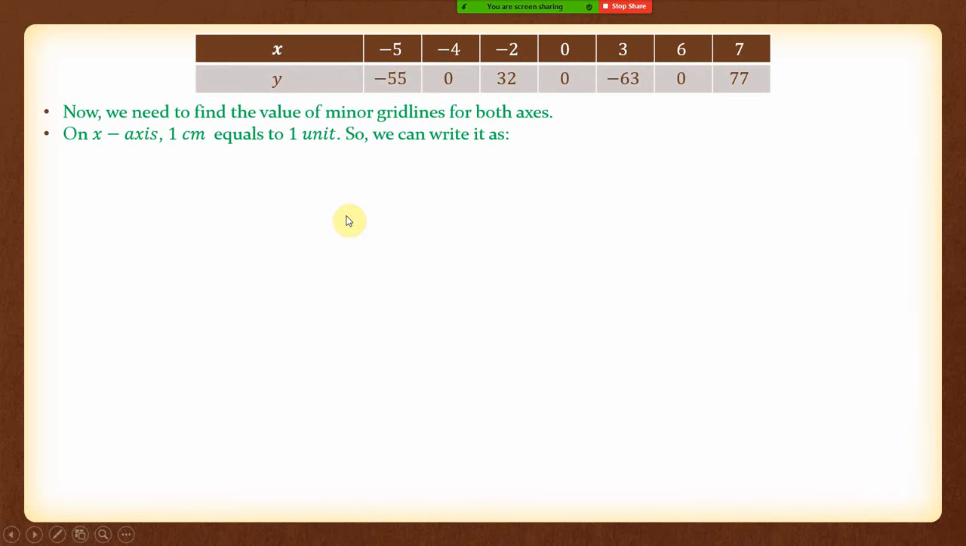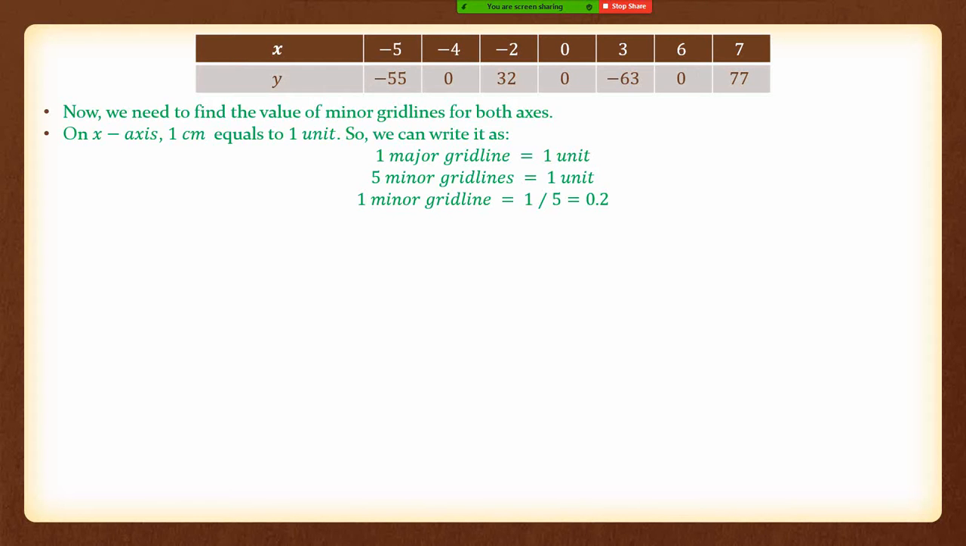On the x-axis, 1 centimeter equals 1 unit. We have calculated earlier that 1 centimeter equals 1 unit, so we can write it as 1 major grid line equals 1 unit. We know that 1 major grid line has 5 minor grid lines. So 5 minor grid lines equals 1 unit. We need to find the value of 1 minor grid line, so we divide both sides by 5, and 1 minor grid line equals 1 upon 5, or 0.2. So every minor grid line along the x-axis has the value of 0.2 units.